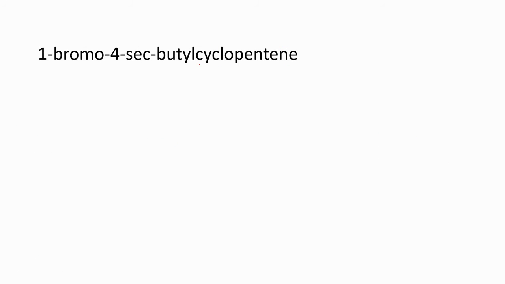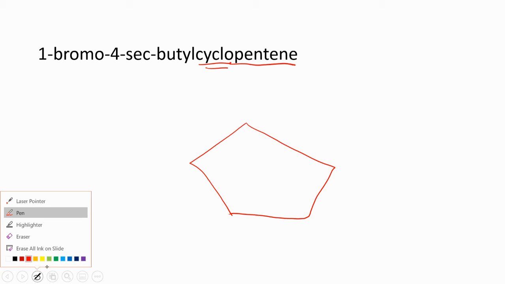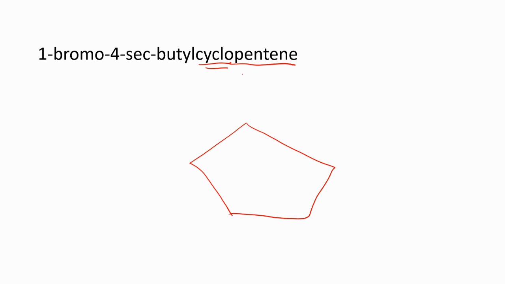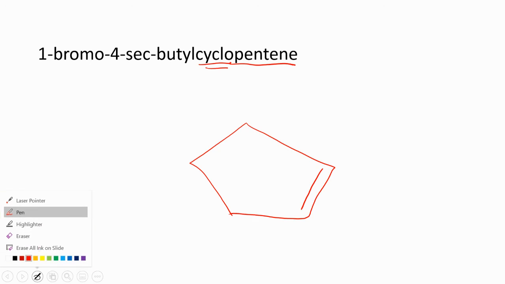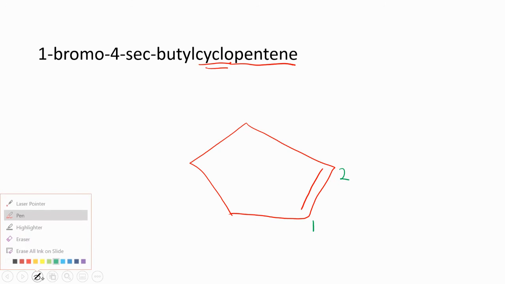Now we come to the final one. It's pentene, but there's a word cyclopentene. If there's cyclopentene, we need to draw cyclopentane, not the pentagon, and then we have pentene. Cyclopentene means that the double bond must have carbon number 1 and number 2.